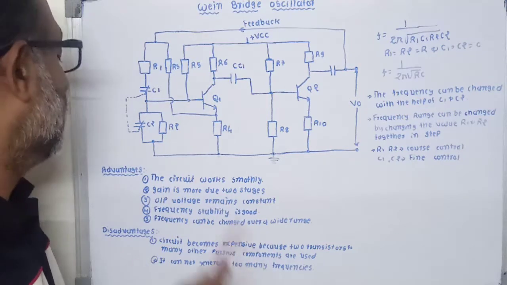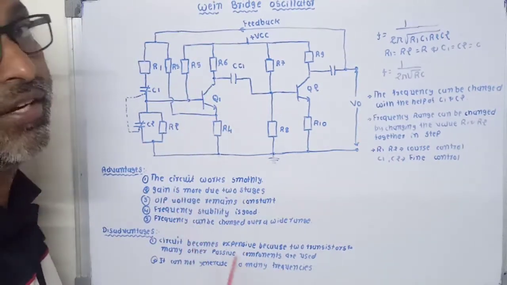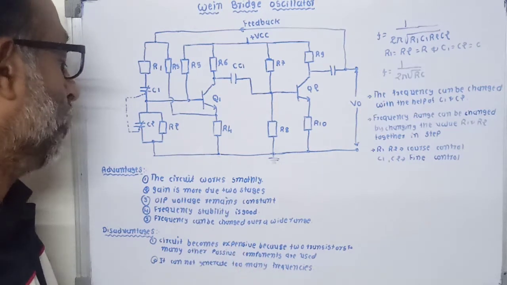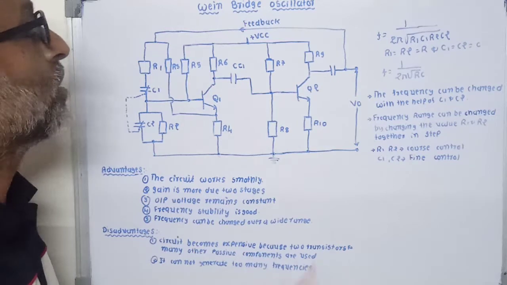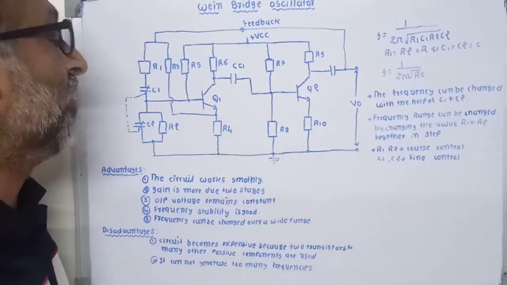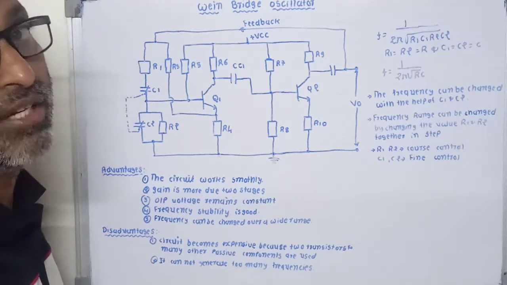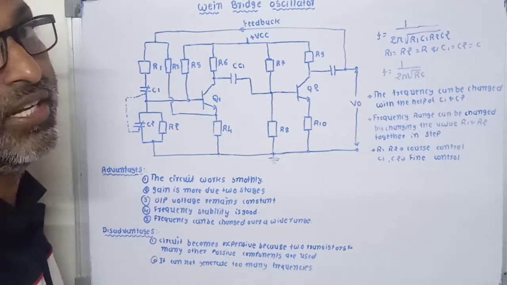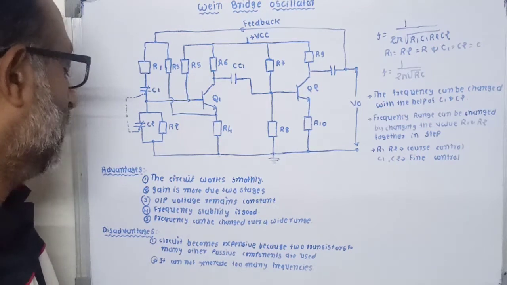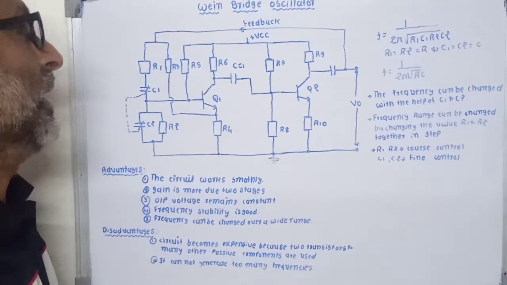Now we will see the advantages of the Wien bridge oscillator. First, the circuit works very smoothly. Second, the gain of the amplifier is large because we are using two amplifiers in this oscillator. Third, the output voltage remains constant. Fourth, the frequency stability is very good. Fifth, the frequency can be changed over a wide range.